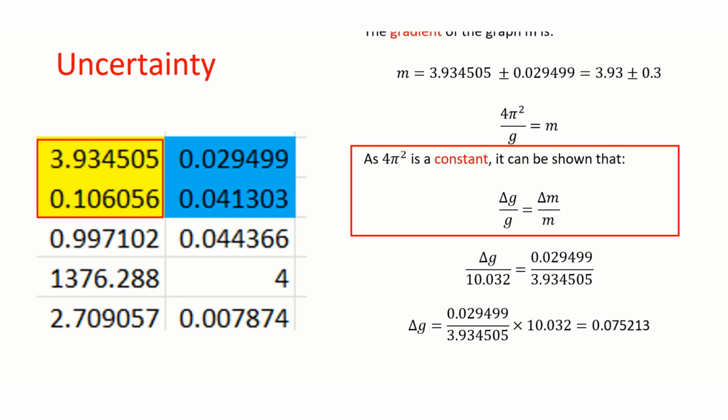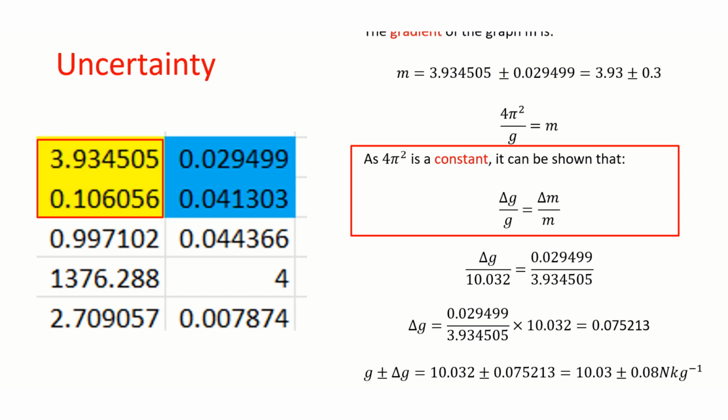One last step, we display the result of our work, which is as follows: G plus minus delta G is equal to 10.03 plus minus this 0.07. We then do a little bit more manipulation and remembering to give our uncertainty to one significant figure and then tidying up at the end here. And we've got a value of 10.03 plus minus 0.08 newtons per kilogram.